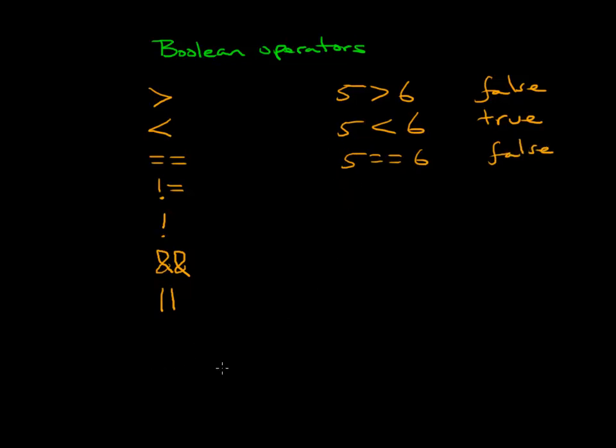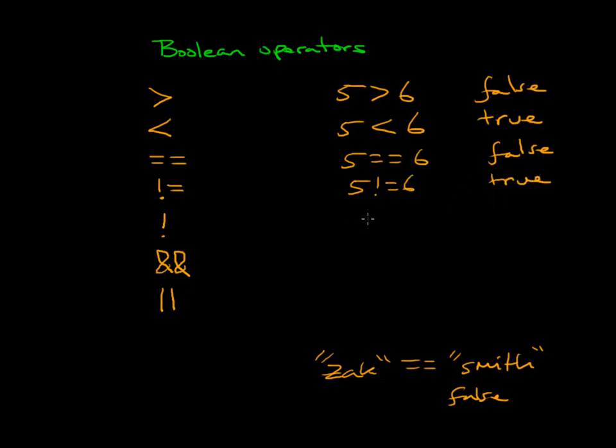So I could say, for example, let's go down here, is Zach equal to Smith? Well, that's going to evaluate to false because these two strings are not the same. I could say is 5 not equal to 6? Well, that's going to be true. 5 is not equal to 6.